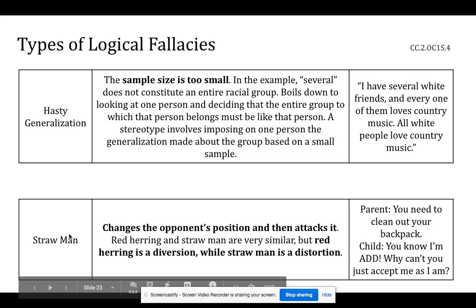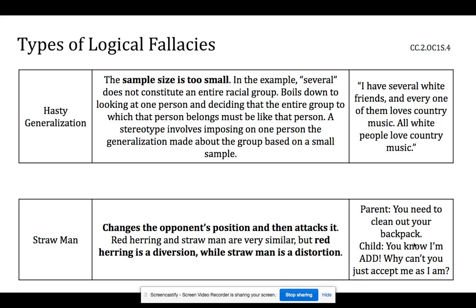Next, we have straw man. So if your parent says, you need to clean out your backpack, and the kid is like, you know I'm ADD. Why can't you just accept me?